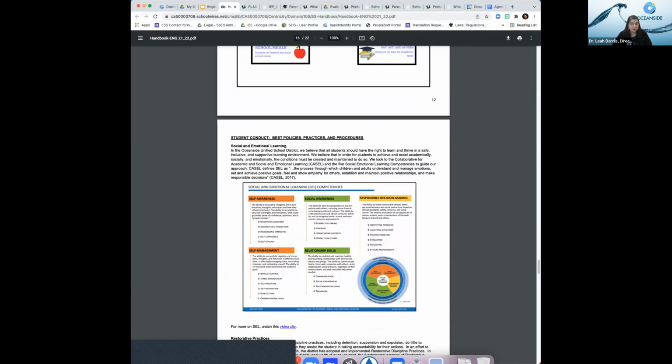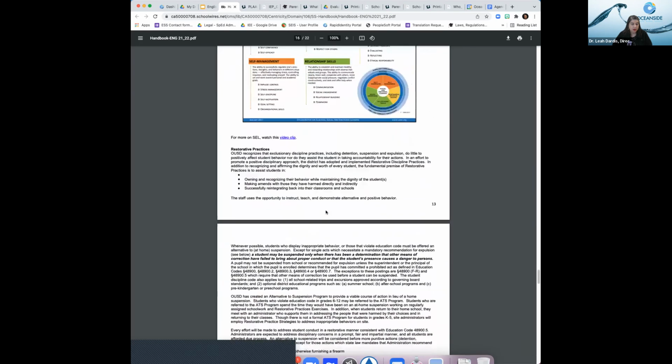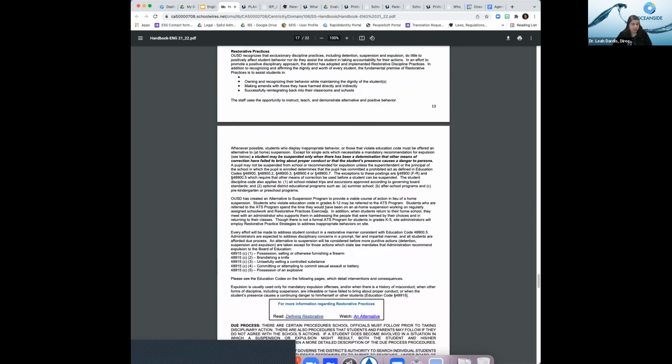Here's the student conduct, best policies, practices, and procedures. So really looking at and understanding these parts and restorative practices, and why we make decisions the way we make decisions about student discipline, can be helpful.